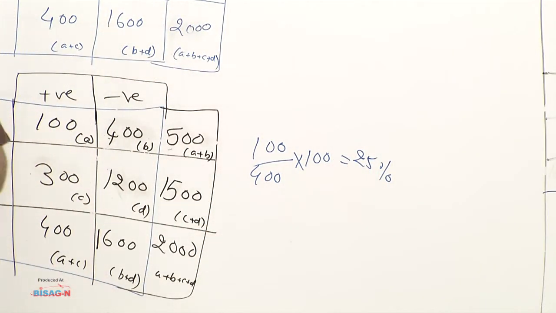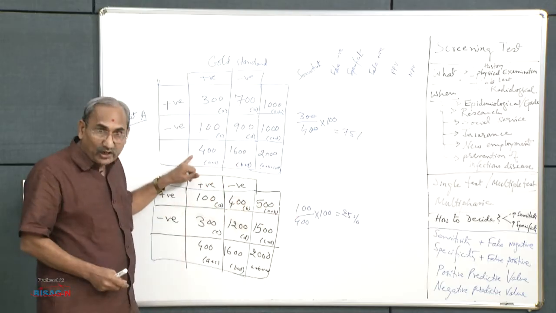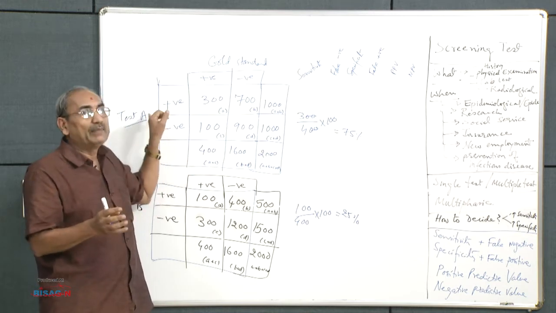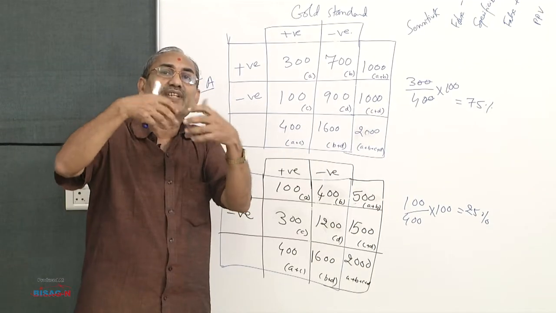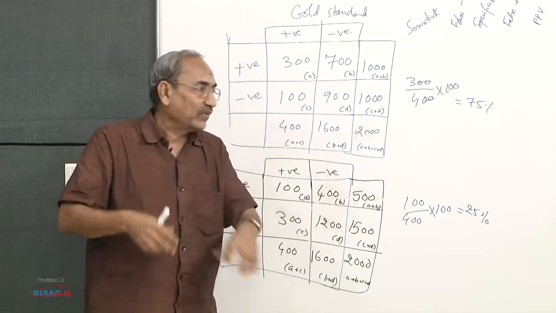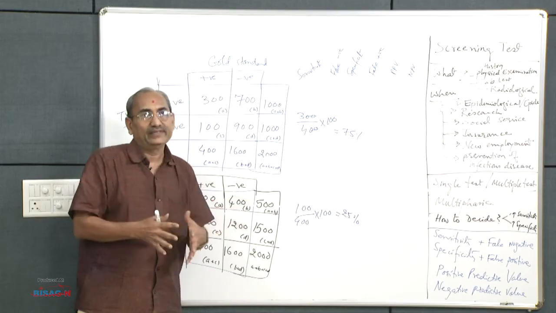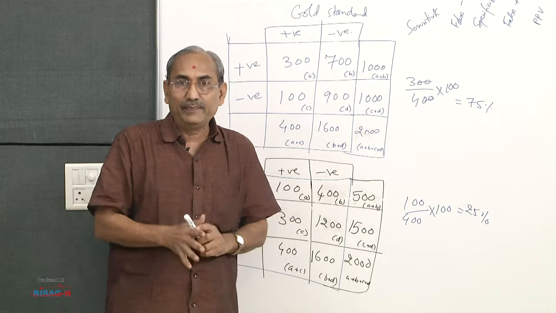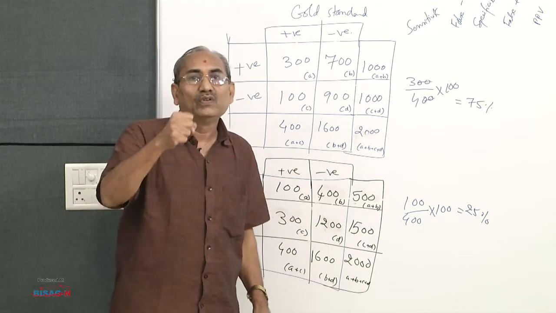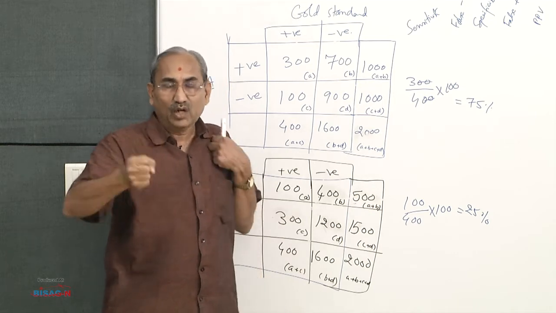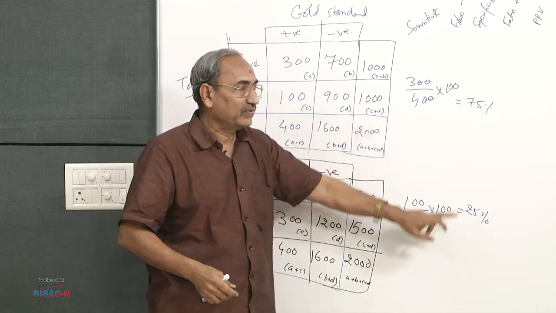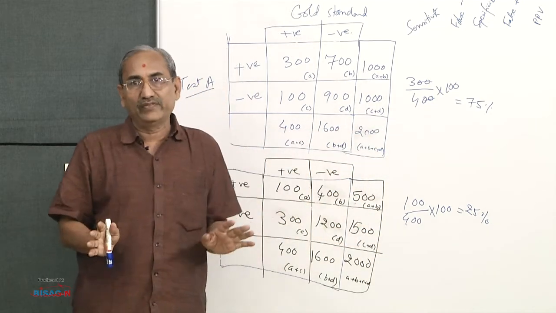So, you can say that if in a population there are 400 cases, test A will be able to find out 75% of the cases, while test B will be able to find out 25% of the cases. So this is sensitivity, the ability of a test to find out total positive out of total positive. How much the power of detection is the sensitivity: 75%, 25%.